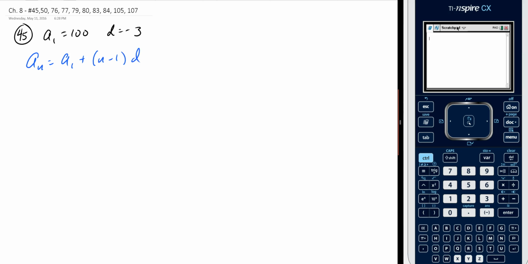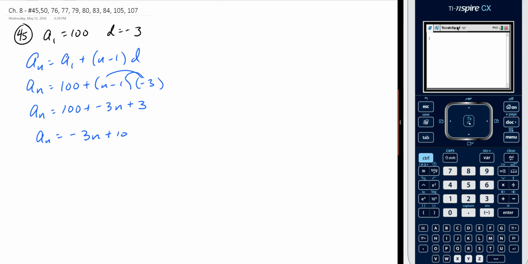So if we just plug everything in that we know, a sub n is equal to 100 plus n minus 1 times negative 3. Distribute and simplify. a sub n is going to be equal to 100 plus negative 3n plus 3. So that final answer there is negative 3n plus 103. That's my formula for a sub n.